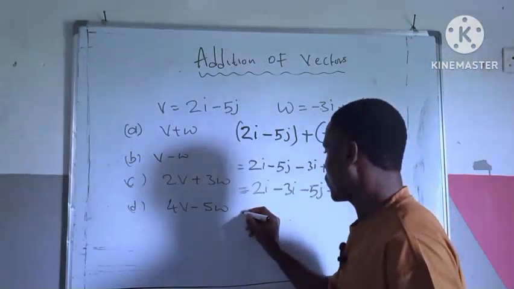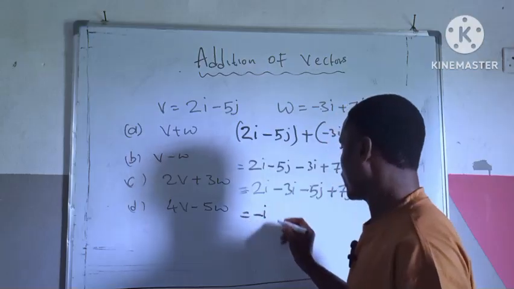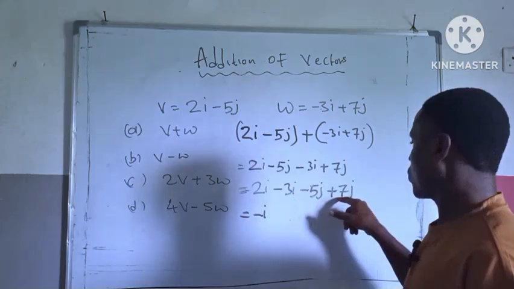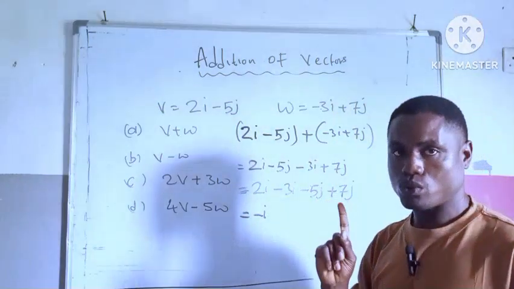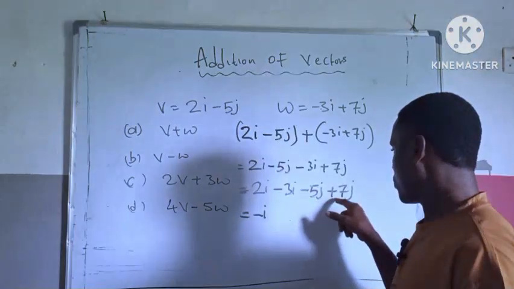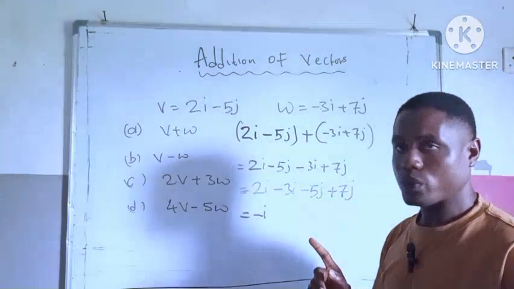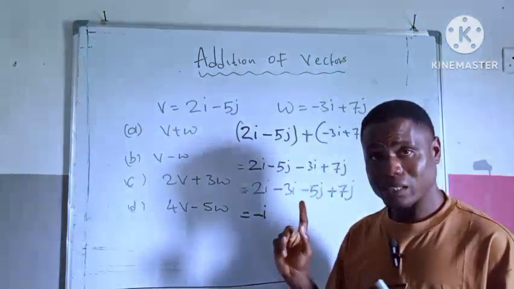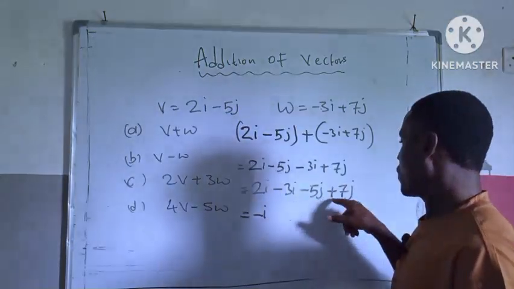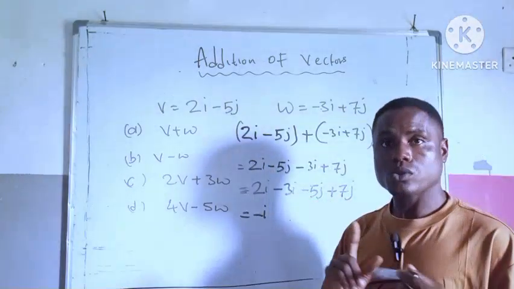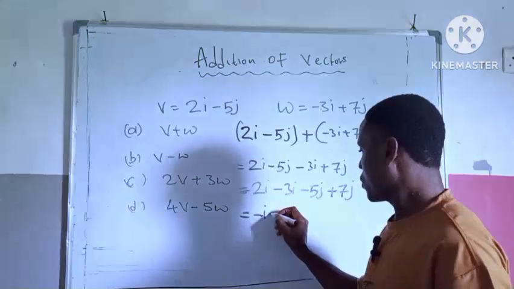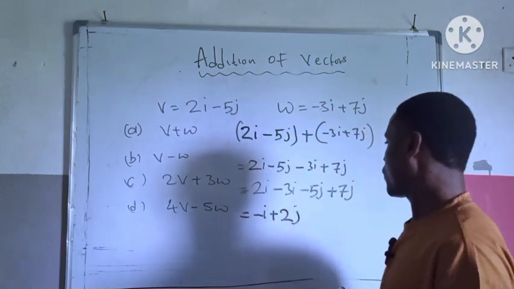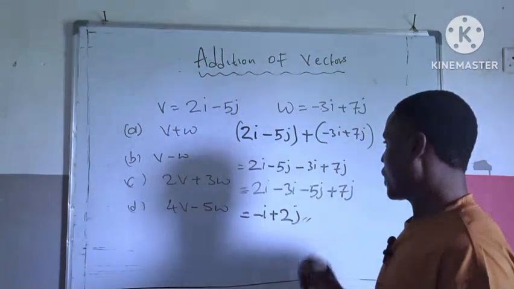So here we have minus i, right? Minus i. Then look at this place. Minus 5 plus 7 will give us 2. That's why when you are solving, make sure you take note of these signs. Are you getting it? So minus 5 plus 7 will give us 2, so we have plus 2j.